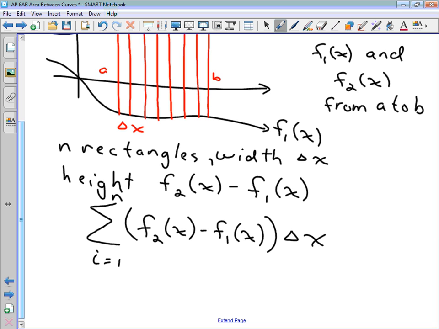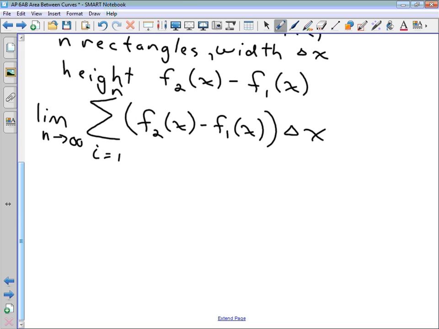And if we want to make this a really good approximation to the actual area, we want to use as many rectangles as possible. And if we want to make this a perfect estimation, we are going to take the limit as n goes to infinity, just like we did when we were doing integrals. Okay, so we know what this thing is. If we take the limit as n goes to infinity, we have a special name for this. This was our definite integral.